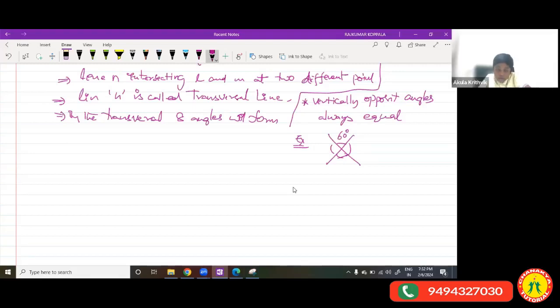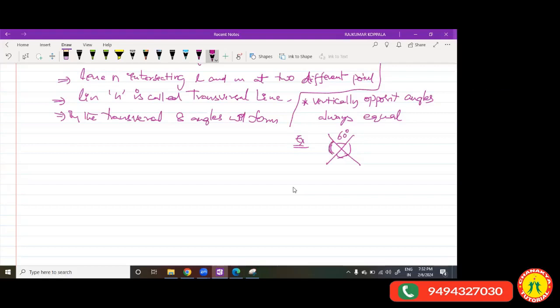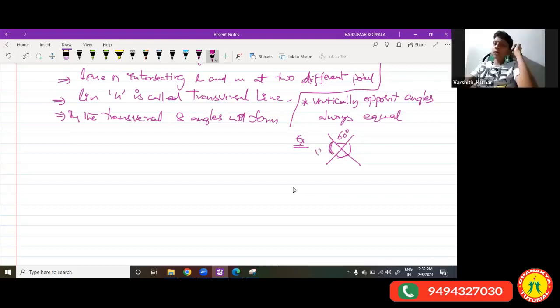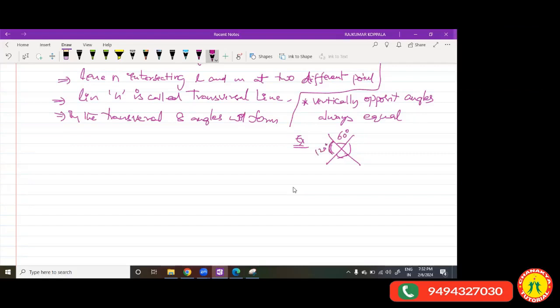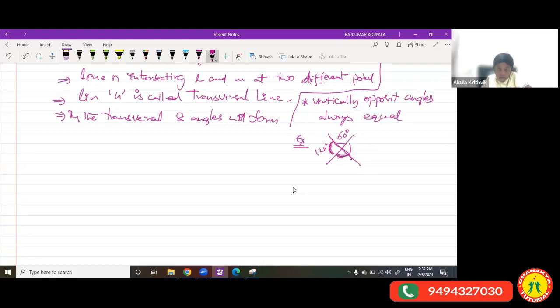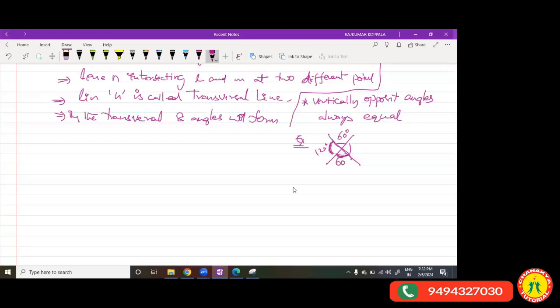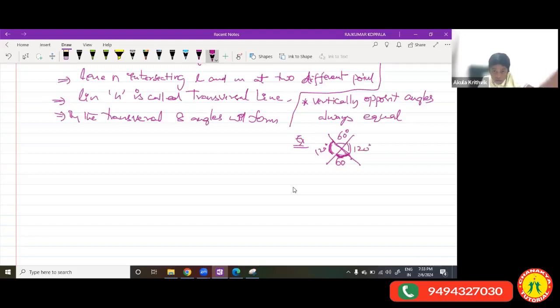This is how much? 120 degrees. Fully 180, na? So this angle is 60 means this should be 120. Now consider this one. This is 120, so this is how much? These two angles are a linear pair only. 60. Now consider this one and this one. This fully 180, this is 60. Then this is how much? 120 degrees.